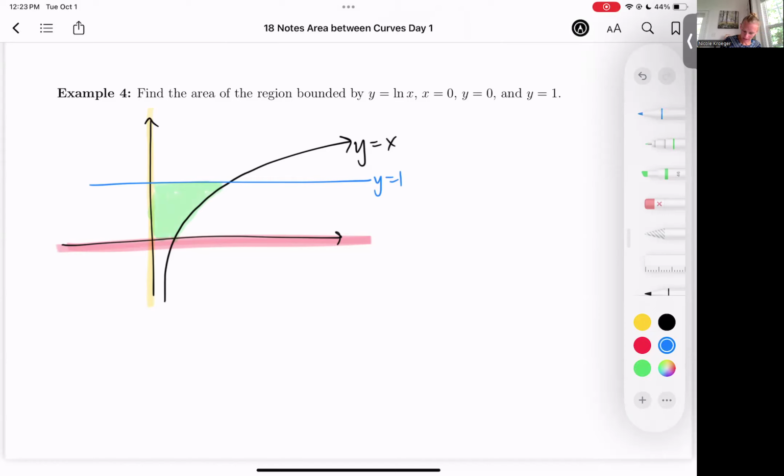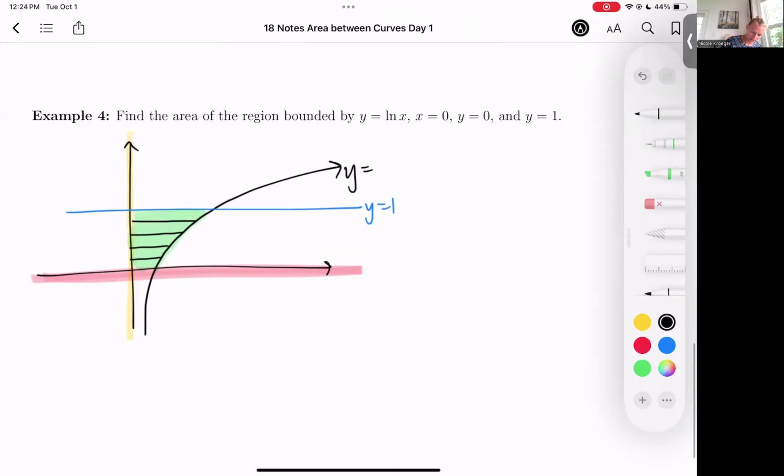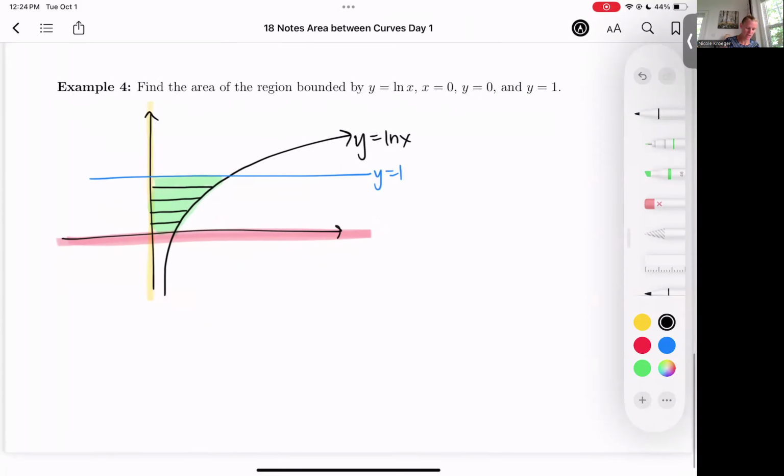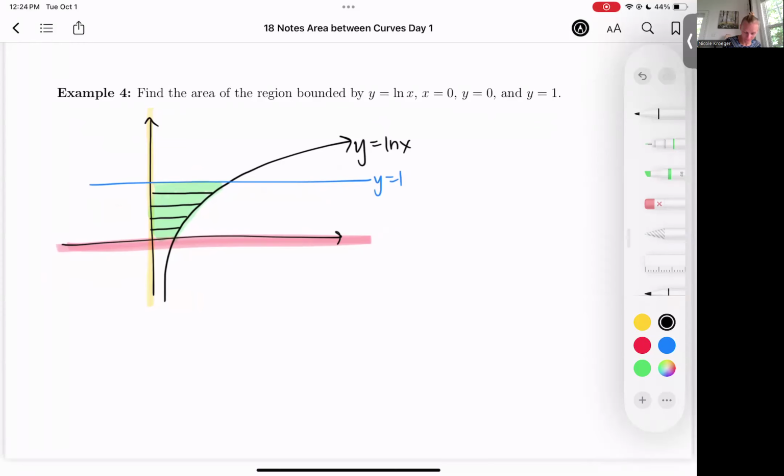Okay, so again, if I try horizontal or vertical line segments, for those first few, the top function is the blue function, the bottom function is the red one. But then over here, now I have the top is blue, but the bottom is black. So I would have to do at least 2 integrals if I wanted to do this in terms of x. But if I do this in terms of y, the function, sorry, that was supposed to be y equals ln of x. Y equals ln of x is always my right function, and the y-axis is always my left function. So doing this in terms of y makes sense.